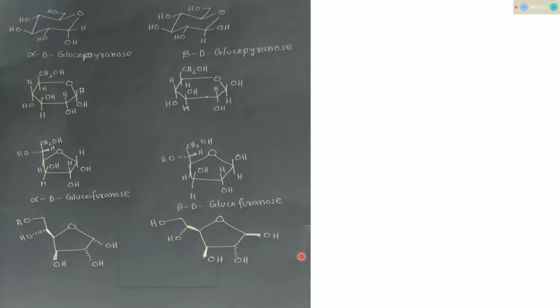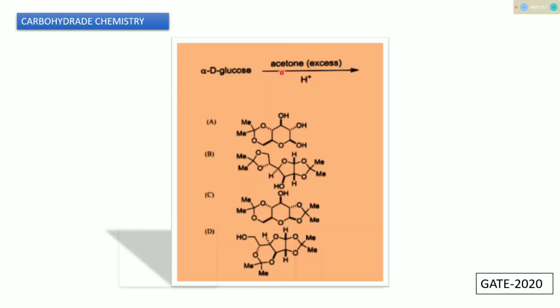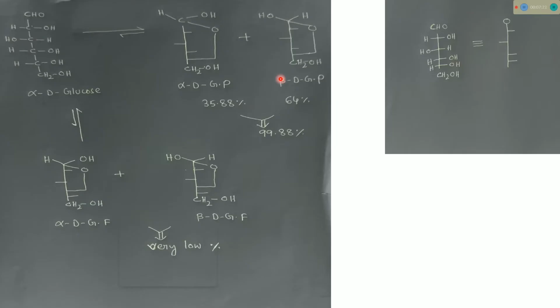So now come to the exact point of the question. D-glucose reacted with excess acetone, what will be the product? One point, always remember that theoretically we can say anything, but practically, in the laboratory, what we normally find is that when a reactant, in this case D-glucose, is treated with any reagent, in this case acetone, the second reactant.